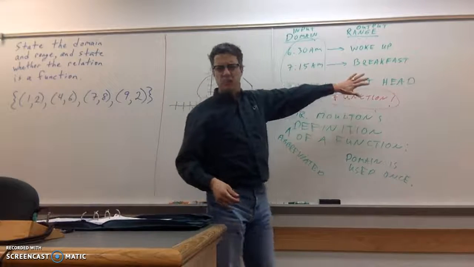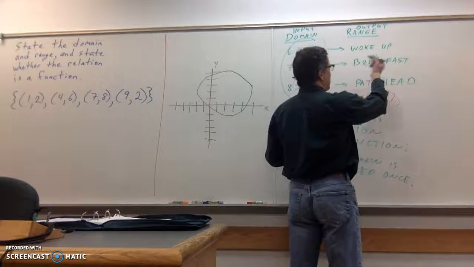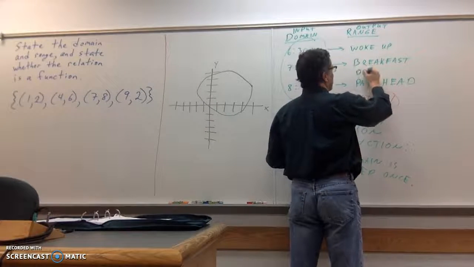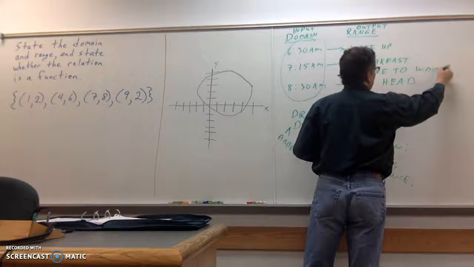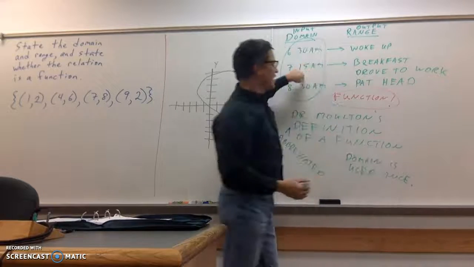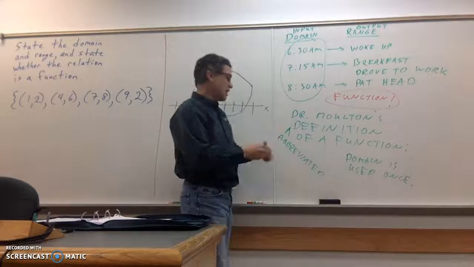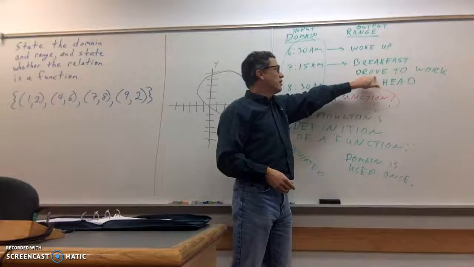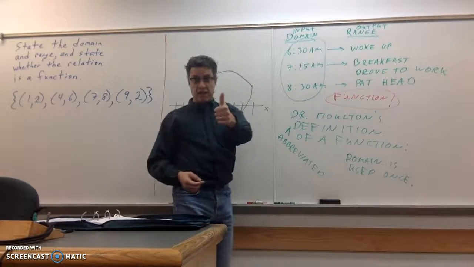I don't really care what's going on in the range. In fact, I can have an outlier right here. I can just say I drove to work, and I don't have a time that's going to that. That's okay, it's still a function. So I have an extra output, an extra range component there. As long as each element in my domain gets used once, we've got a function.